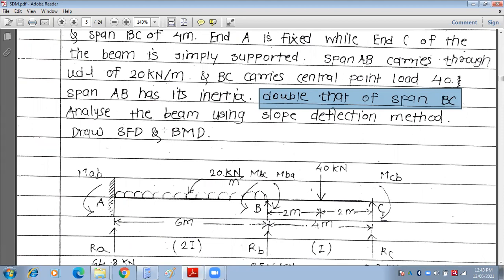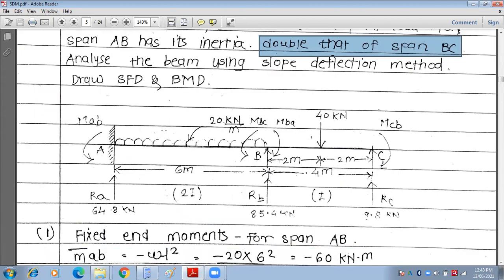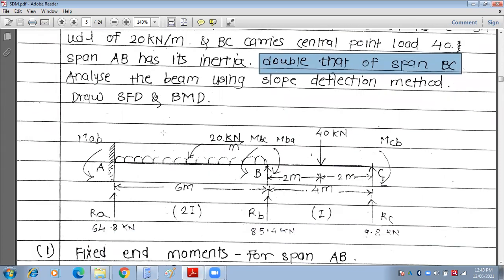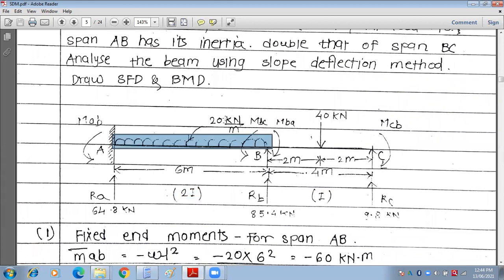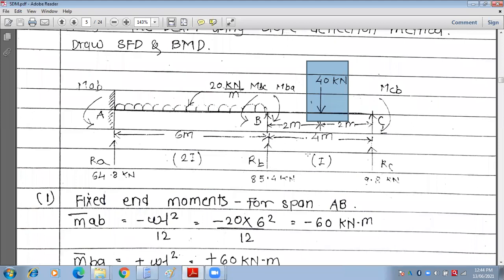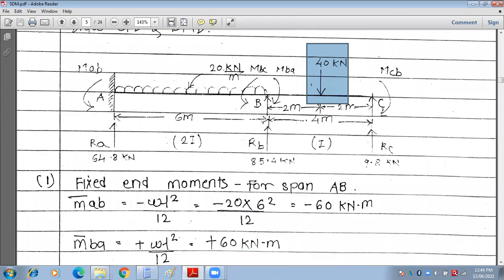Draw SFD and BMD. Now according to this description, we have to draw this diagram. AB having the span of 6 meter, BC is having the span of 4 meter, I value of AB is twice that of BC. It carries a UDL of 20 kilonewton per meter. BC carries a point load of 40 kilonewton at center. Now for this beam, we have to analyze and draw SFD and BMD.